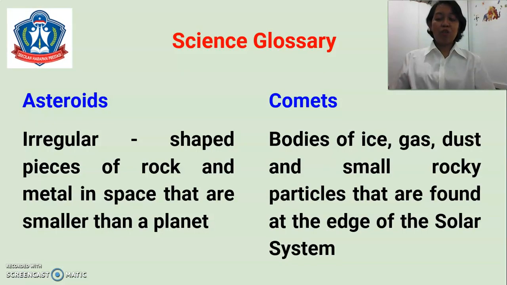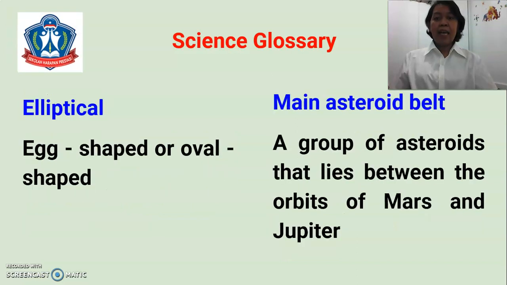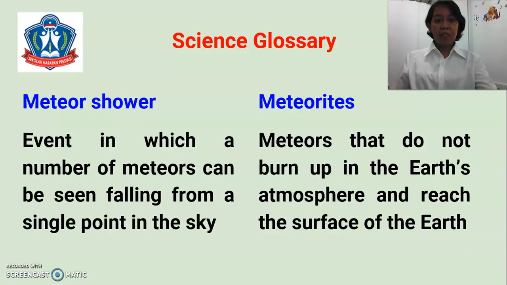For our science glossary, we have the following words. First, we have the asteroids. They are irregular shaped pieces of rock and metal in space that are smaller than a planet. Comets are bodies of ice, gas, dust, and small rocky particles that are found at the edge of the solar system. Elliptical means egg-shaped or oval-shaped. Main asteroid belt is a group of asteroids that lies between the orbits of Mars and Jupiter.